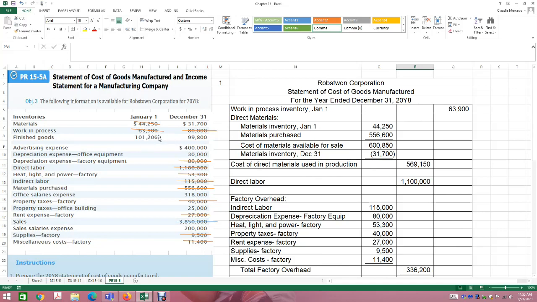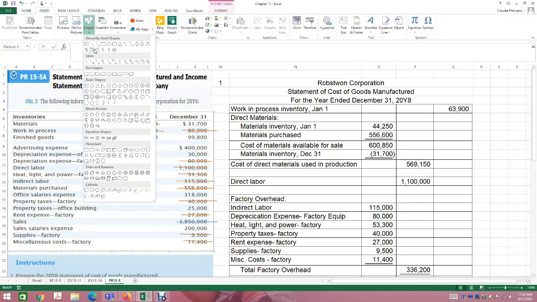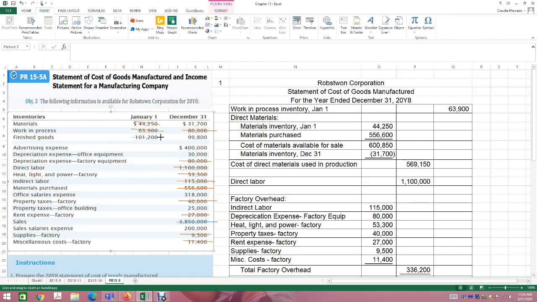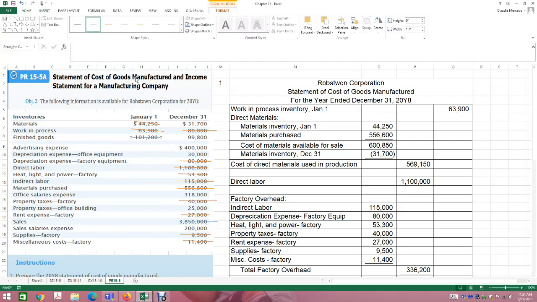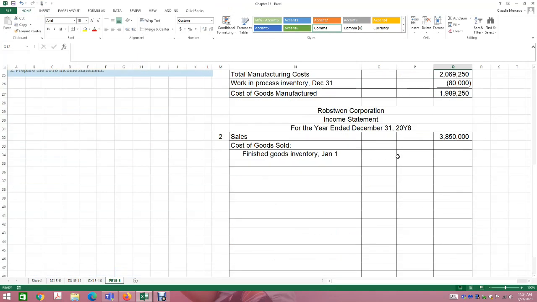These are the goods that are available to be sold from last period, but they have not been sold. So we transferred them over to this year. They're sitting in our warehouse, ready to be sold. 101,200. So that is what we have sitting in our warehouse available to be sold.